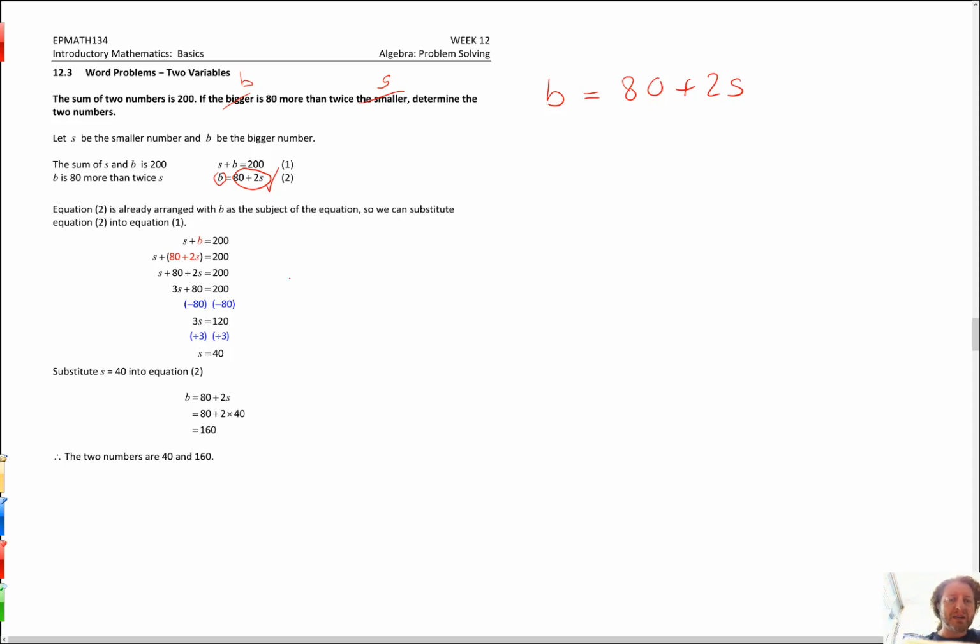And now we just chuck it back into the equation which was rearranged. So B was 80 plus 2S, which is 80 plus 2 40s, which is 80 plus 80, which is 160. Alright, the smaller number is 40 and the large number is 160. Determine the two numbers: 40 and 160.